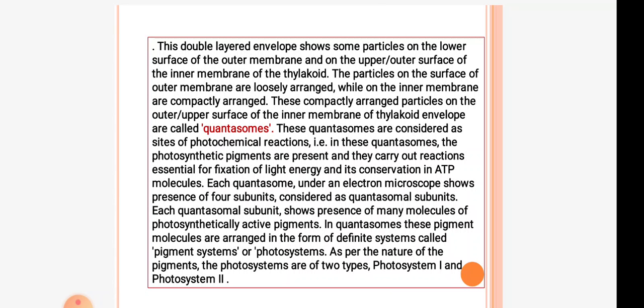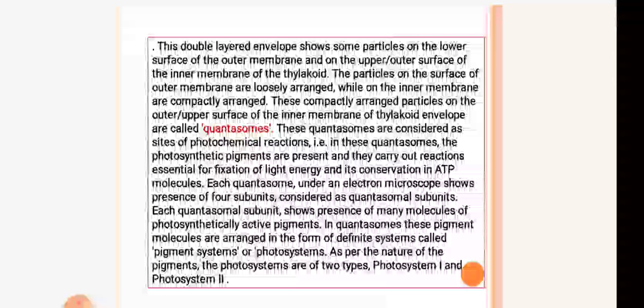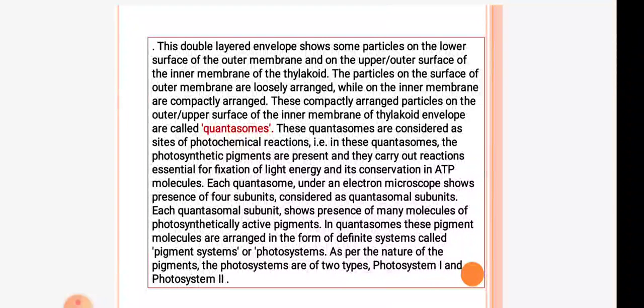The double layered envelope shows some particles on the lower surface of the outer membrane and on the upper surface of the inner membrane of thylakoid. The particles on the surface of the outer membrane are loosely arranged and on the inner membrane are compactly arranged. These compactly arranged particles on the outer surface of the inner membrane of the thylakoid envelope are called contasomes.